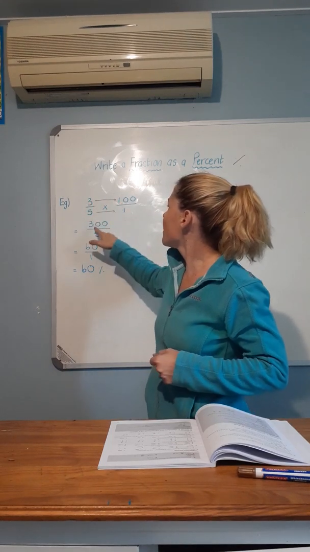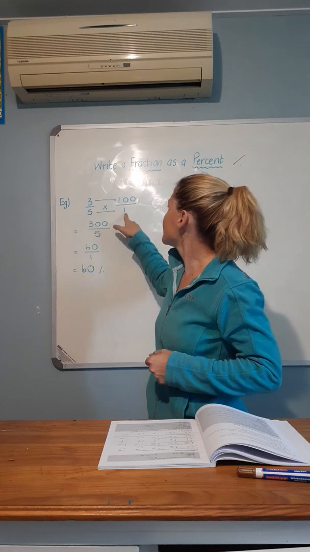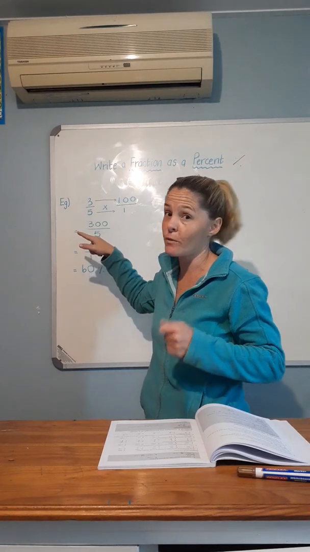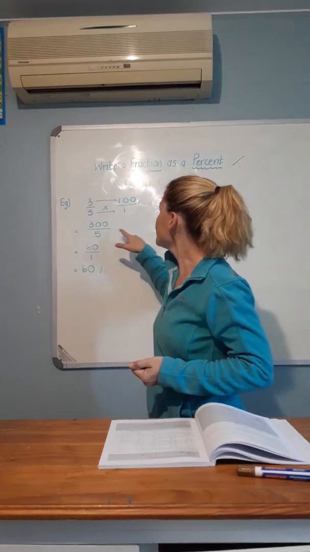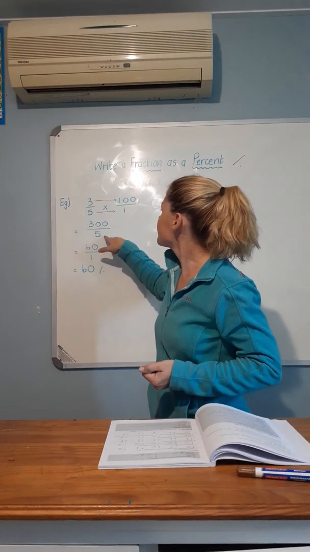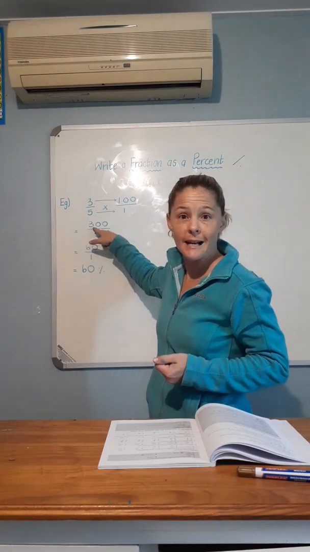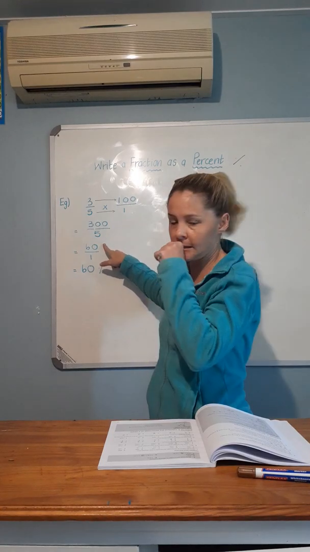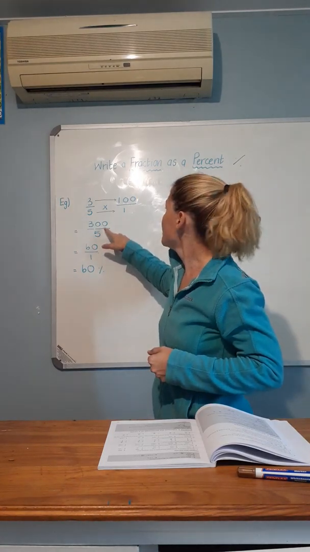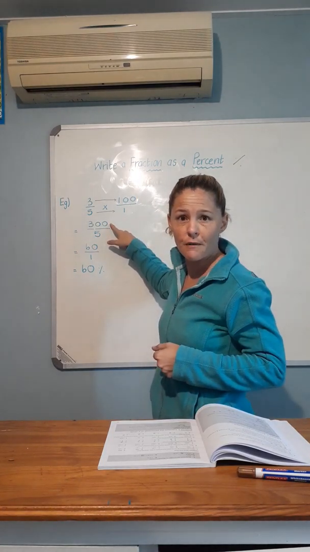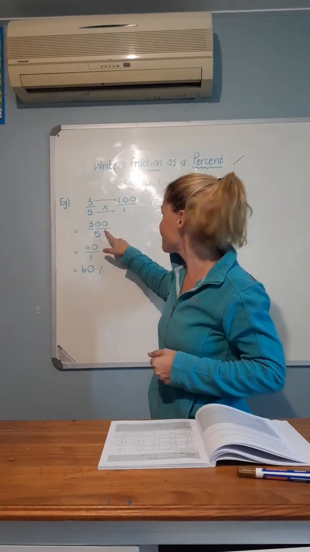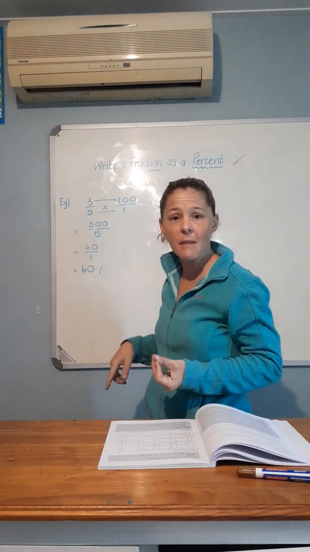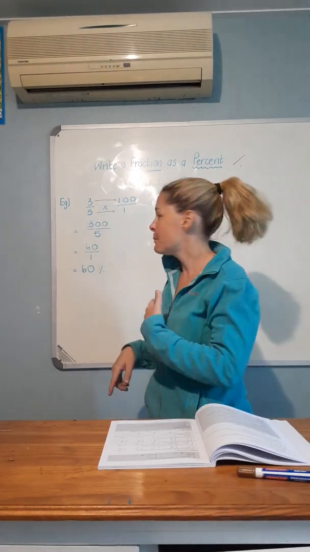So 3 multiplied by 100 is 300. 5 multiplied by 1 is 5. Now we want a simplified answer and we don't want an improper fraction, right? So what we do is we see how many times does number 5 fit into 300. It fits in 60 times, right? Now we need our golden rule. So we went 300 divided by 5. Now we've got to go 5 divided by 5. And 5 divided by 5 gives you 1. So you've got 60 over 1, which is the same as 60%.